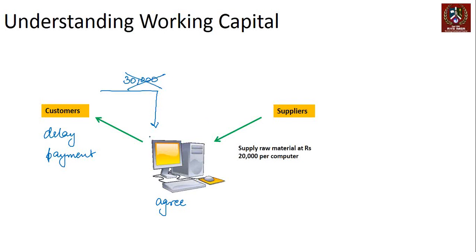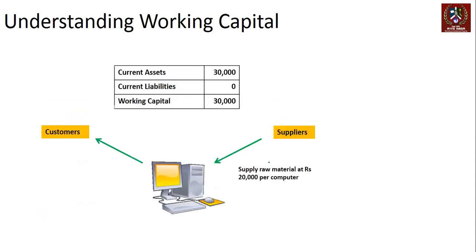Technically, if these guys have delayed a payment, this delay in payment should appear as an account receivable. Why? Because I've already given them the computer. I'm yet to receive money from them. So that's an account receivable. That's known as a current asset, right? Is there any payable at this point of time? At this point of time, there is no payable because I haven't spoken to my suppliers at all.